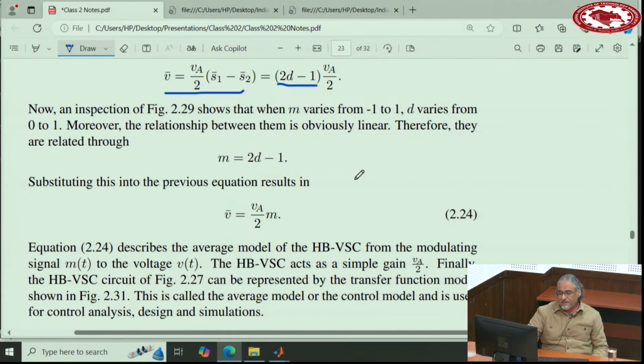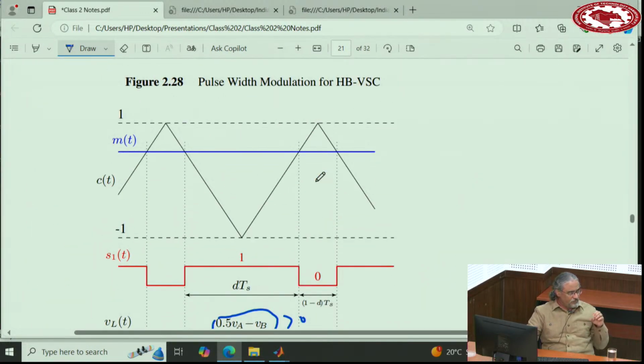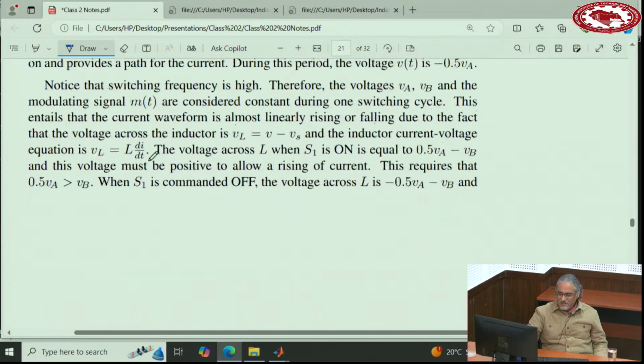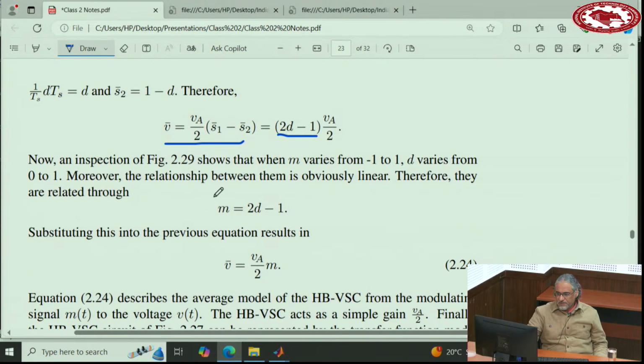Right? And now here is the point. When you use this modulation with these numbers that you have, and this is the point I told you, if you don't choose negative 1 and 1, you have to fix this at this point. When I change M from negative 1 to 1, my duty cycle changes from 0 to 1. So M and D are no longer equal. But this change is linear. So the only equation that can represent this is M equals 2D minus 1. There you go.